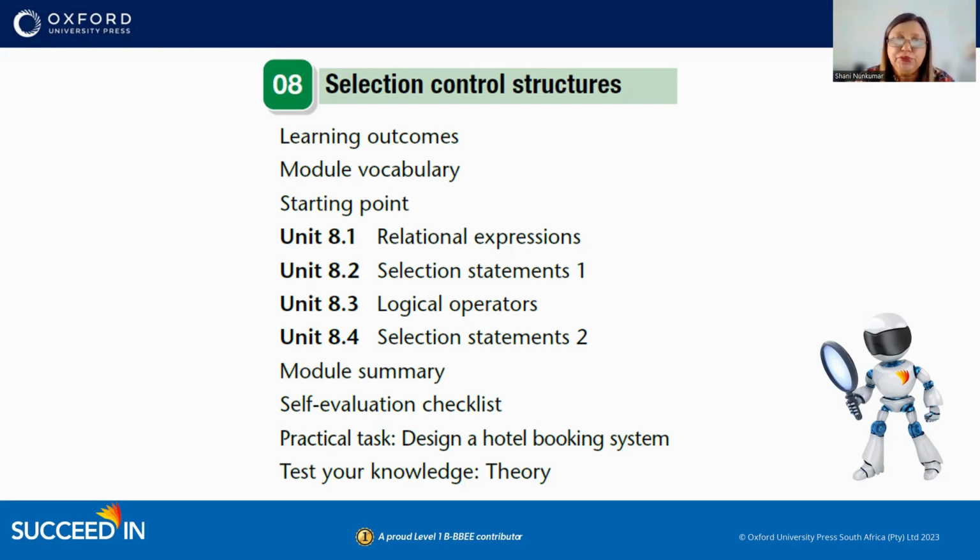Unit 8.2, we look at selection statements 1, and here we introduce the if-then, again, and how it affects the flow of a program. We move on to introduce the if-then-else, again only to 2 levels. The emphasis here is on creating complex content. Now, what do we mean by complex content?